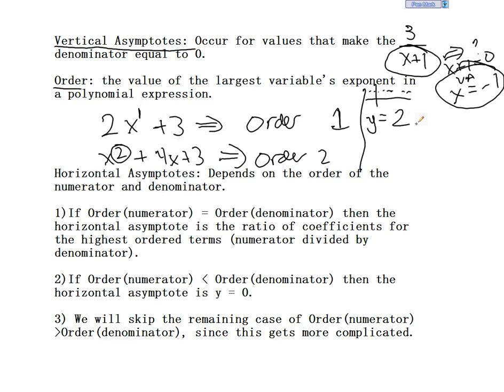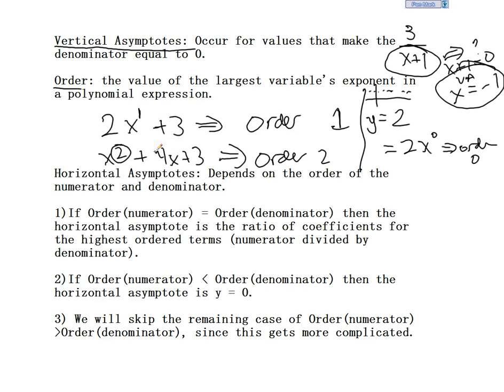Well, our independent variable, our input variable, is not present. So in reality, here's what I could do. I could say that this is really 2 x to the 0 power. We know that any non-zero number raised to the 0 power is equal to 1. So 2 times x to the 0 is the same thing as 2. And therefore, this would be order 0.